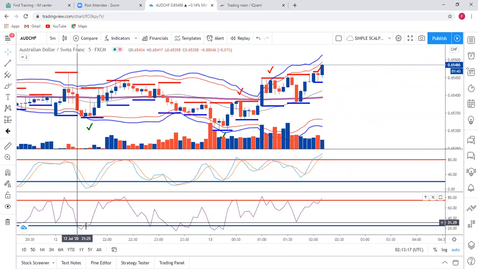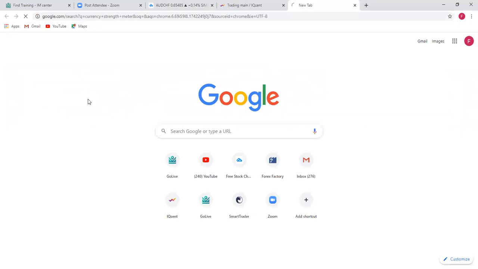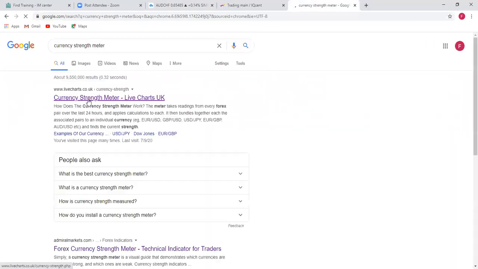My RSI must also show the same thing. Now, guys, this is where the majority of my secret lies. This is what helps me to win trades. The currency strength meter. This is what helps me to win trades.